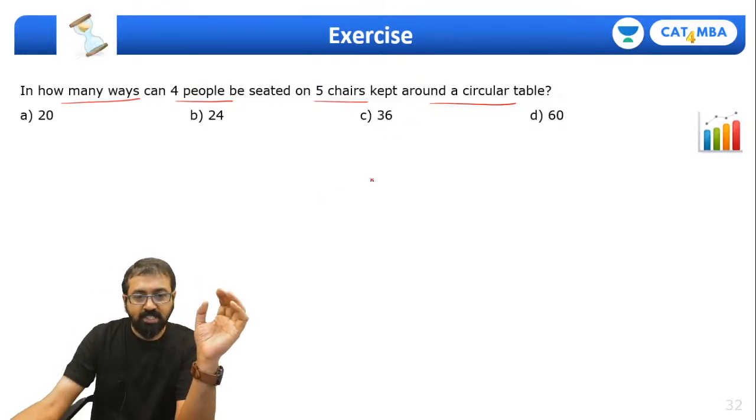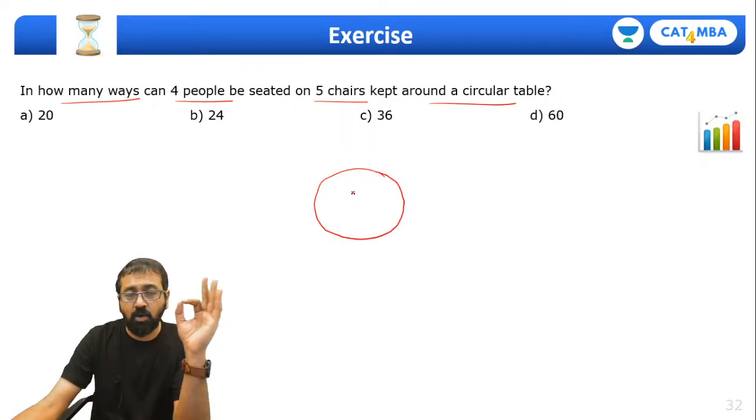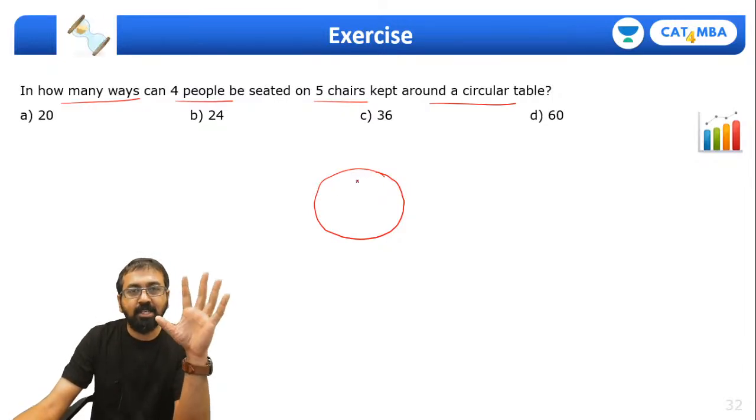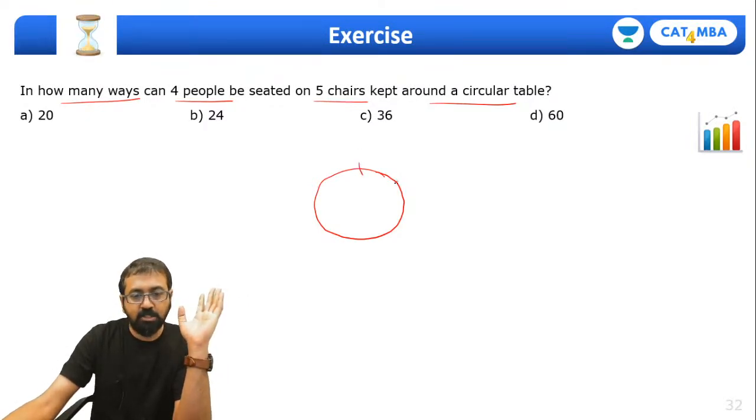Okay. So guys, whenever you come across such closed arrangement questions, whether it's a circular table or a square table or a rectangular table, all of these are circular closed arrangements. Always think about the first person. How many different options does the first person have? So here I'm just putting those 5 chairs quickly, and these are the 4 people, A, B, C, D.